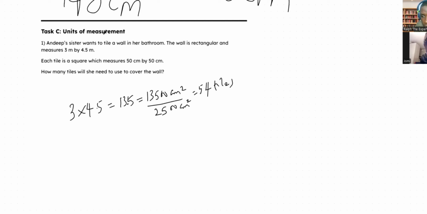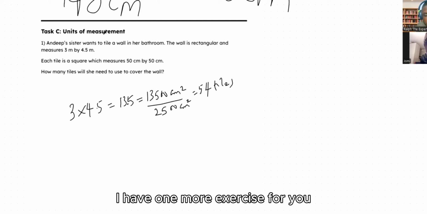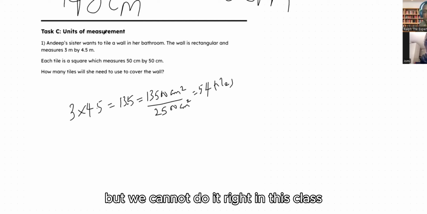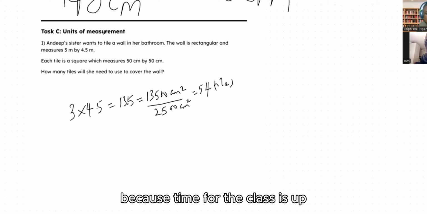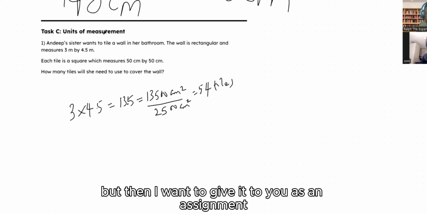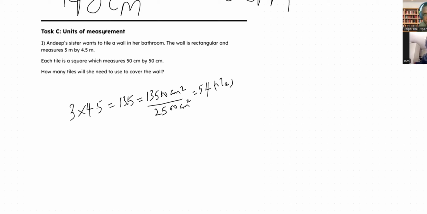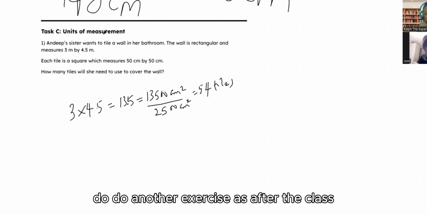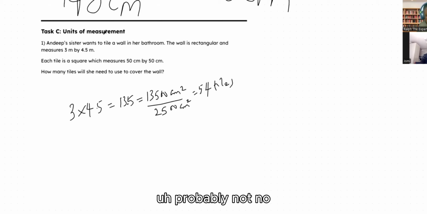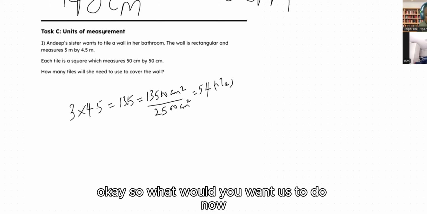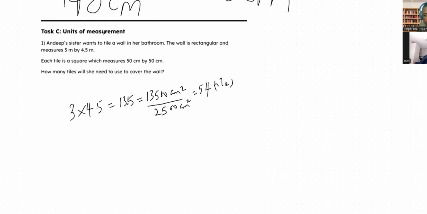So I have one more exercise for you, but we cannot do it right in this class because the time for the class is up. But I want to give it to you as an assignment. Would you have time to actually do it? Do another exercise after the class? Probably not. No. Okay. So what would you want us to do now? I don't know. Okay, just a moment.